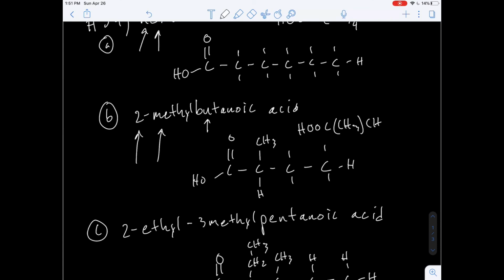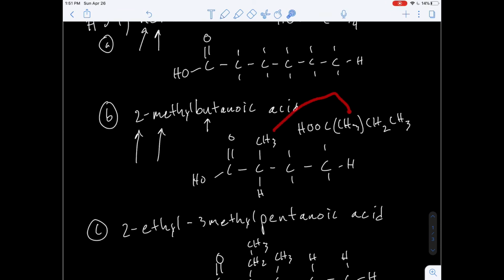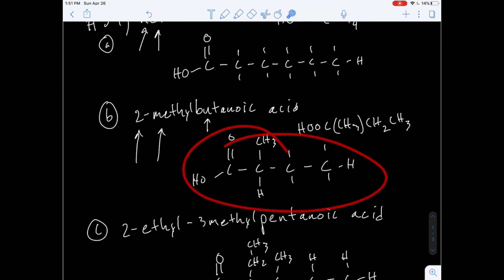Let me just double check here. 1, 2, so 1, 2, 3, 4, 5. Got it, just double checking. That would be the condensed. Honestly, I am not going to tell you guys to do much of this condensing stuff. This is much more valuable than knowing how to do this. But this is how you would do these.